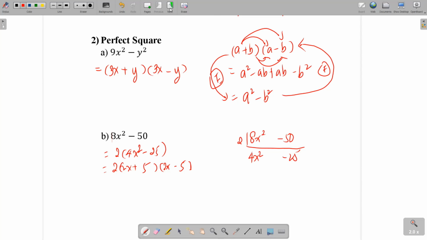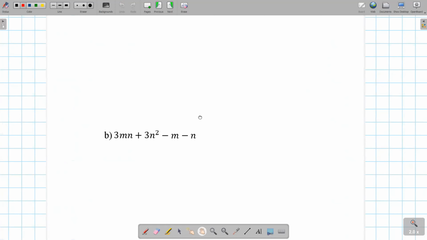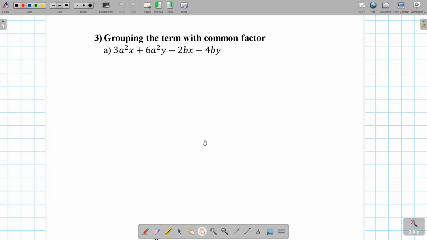Okay. So next, the third method is grouping the terms with the common factors. So for this kind of questions, you will notice that we have 4 terms: 1, 2, 3, 4. Before we can solve this kind of questions, we will need to identify the ones with common factors and pair them. So we look at this: 3a squared x plus 6a squared y minus 2bx minus 4by.